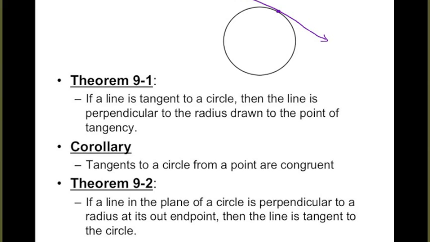Okay, so I'm going to draw a radius to that point. A radius goes from the center to the edge, and according to this theorem, that's perpendicular, or makes a 90-degree angle. Okay, so a tangent connected with a radius makes a right angle.